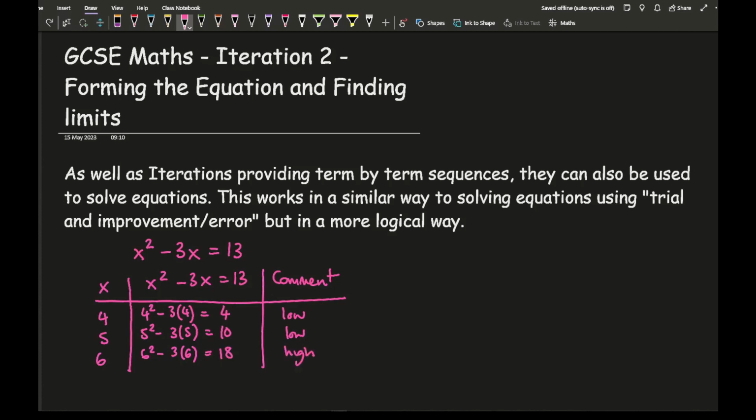So then I would try a value that's between 5 and 6, so I might try 5.5 and so on, and I'd continue that until I got an answer that's extremely close to 13 with an x value to the degree of accuracy that I want. So for example, to 2 decimal places or 3 decimal places. So trial and improvement works in a very similar way of solving equations like this, but in a more structured way.